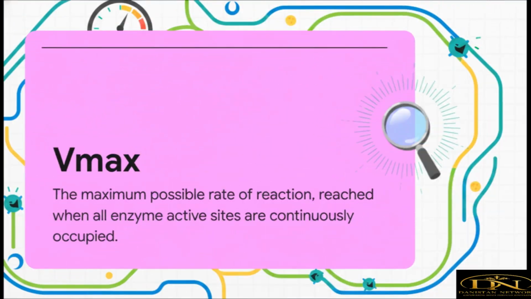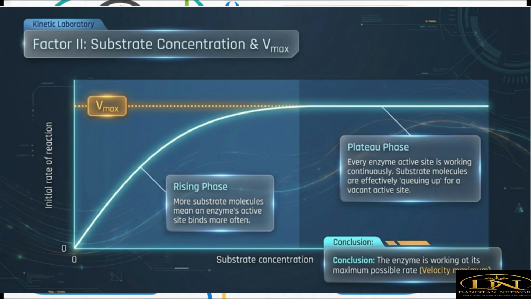This maximum speed, this ceiling, actually has a specific name. It's called Vmax. It represents the absolute top speed that enzyme can hit under those conditions. It's a fundamental limit, kind of like the red line on a car's engine.